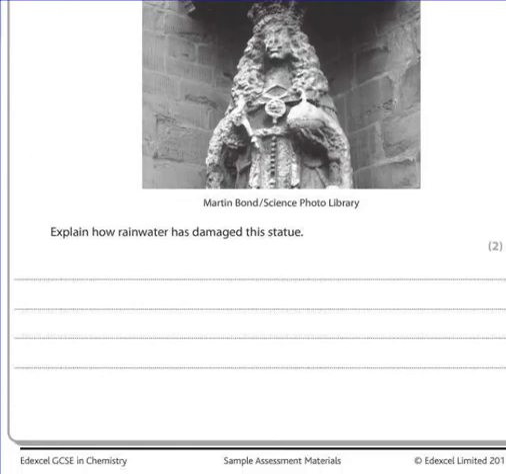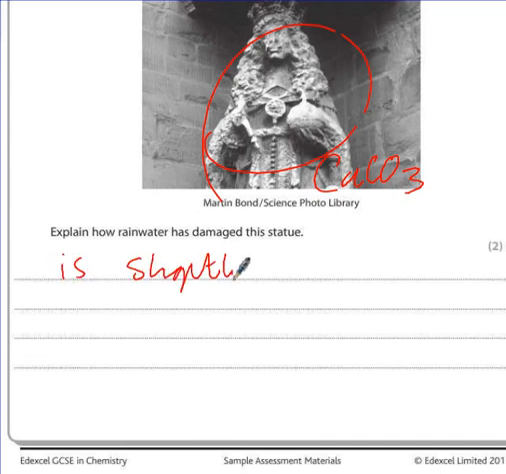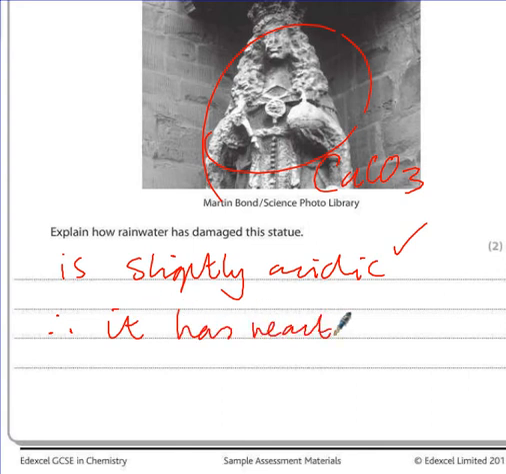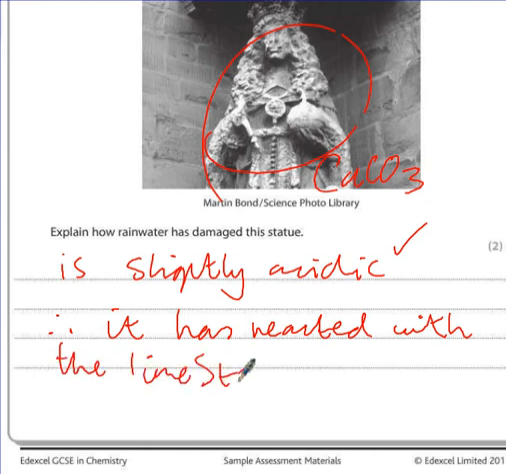Now we're flying. How does rainwater damage the statue? Well, the statue's limestone, probably in the question, calcium carbonate. So rainwater is slightly acidic. That'll get you 1 mark. Therefore, it has reacted with the limestone or the calcium carbonate.